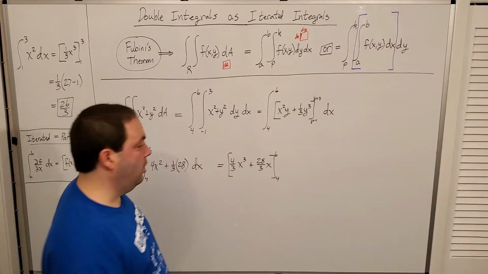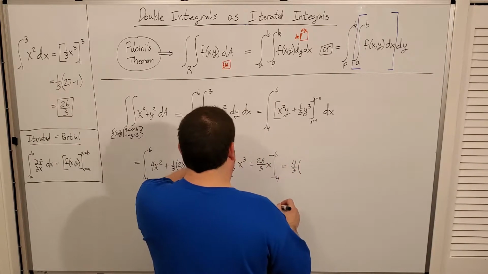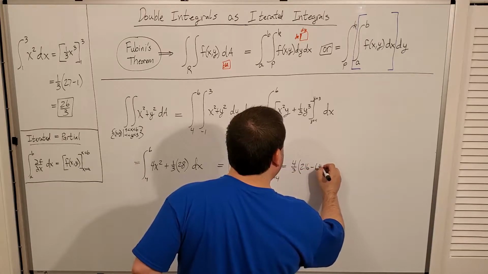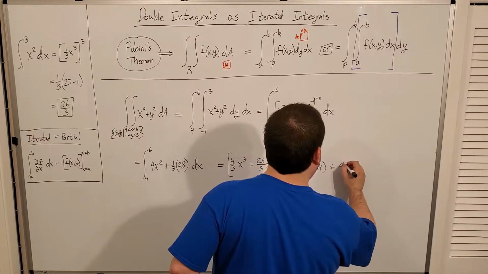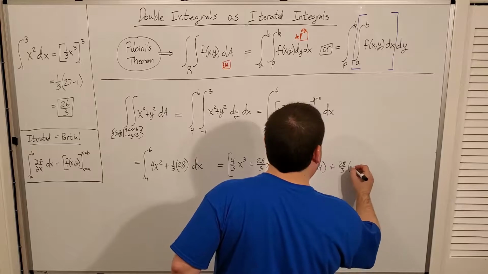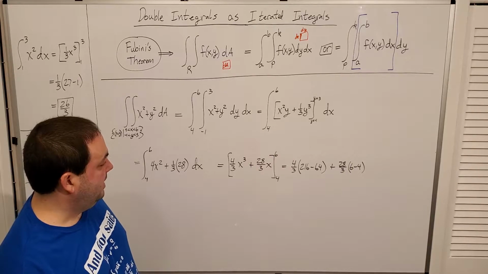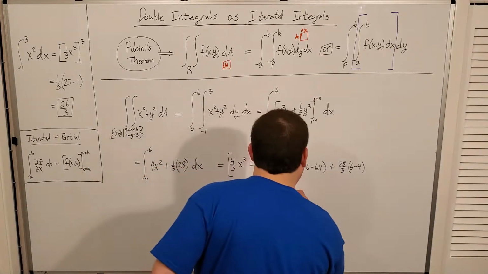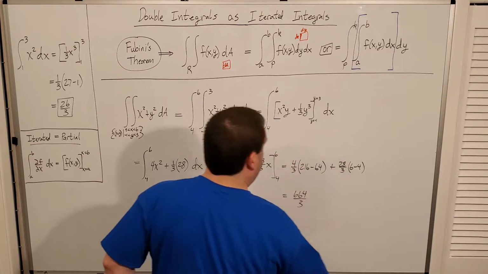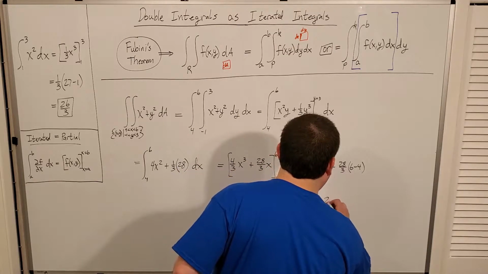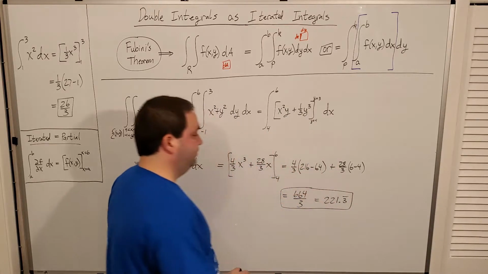So then, just like before, it's easier to do them in pieces. I'm going to have 4/3 times 216 minus 64, because that's 6 cubed minus 4 cubed, plus 28 over 3 times 6 minus 4, right? Because that's the x. So let's see. After you crunch all of this together, I'm going to get 664 over 3, which is exactly what we found when we did the limit version, right?